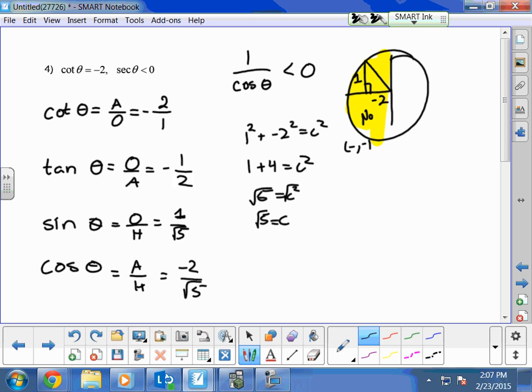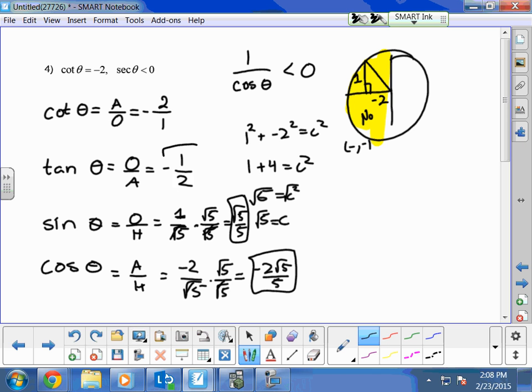Same thing you need to do, just rationalize it. Multiply by the square root of 5 over the square root of 5. Square roots cancel out: negative 2 square root of 5 over 5. Square roots cancel out: square root of 5 over 5. So you have your other angles, you have all three, to go ahead and successfully complete the other problem. So I challenge you now to go ahead and do that.